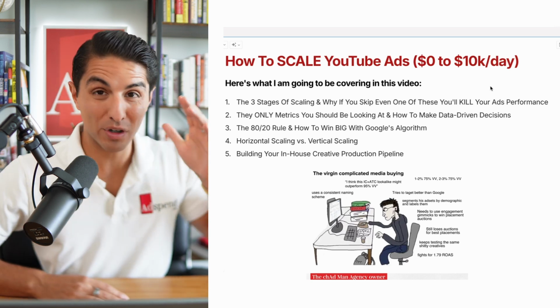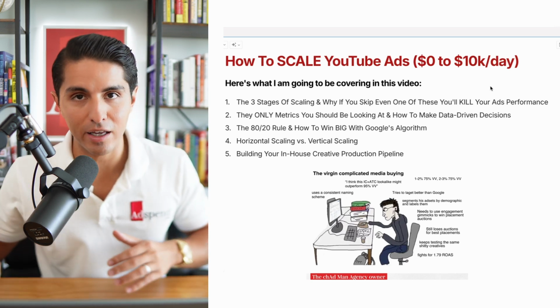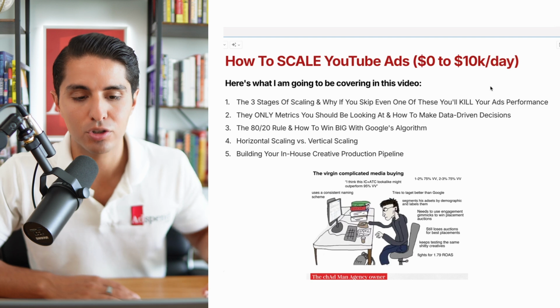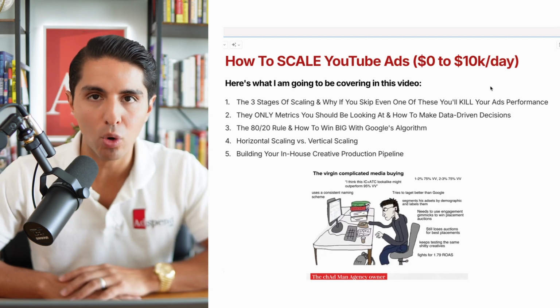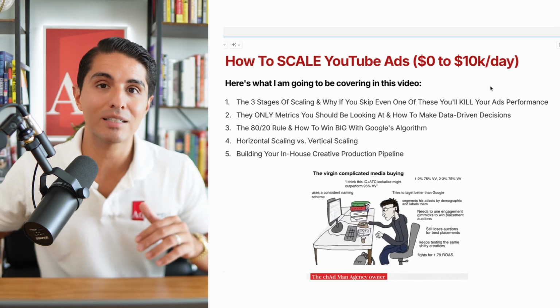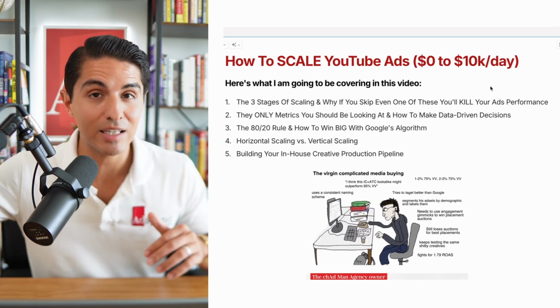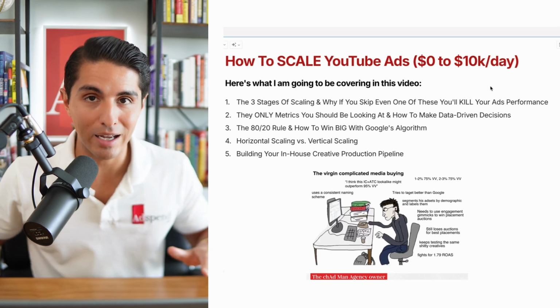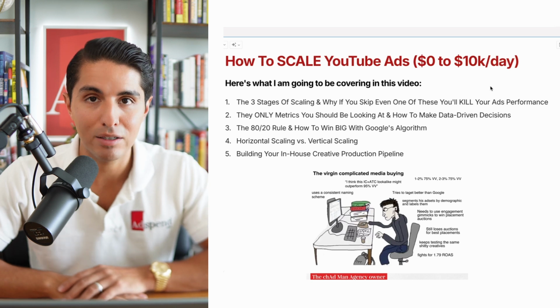Number 4, horizontal scaling versus vertical scaling and which one you should use at different stages in your journey. And number 5, building your in-house creative production pipeline. This is literally the key to scaling past thousands of dollars a day in ad spend, even 10K a day and beyond. Without that, none of the media buying stuff I'm going to show you even matters.